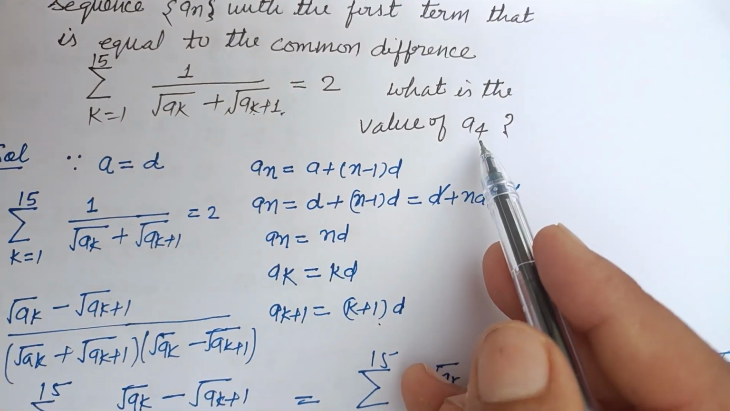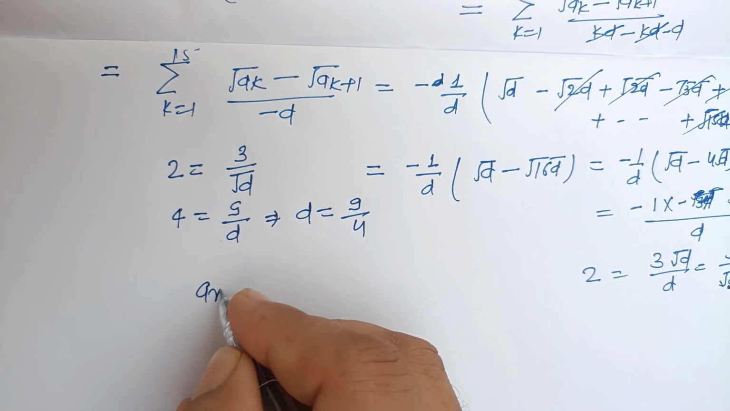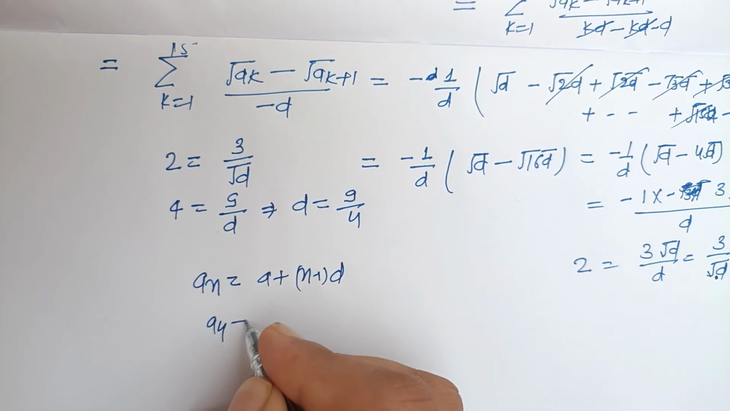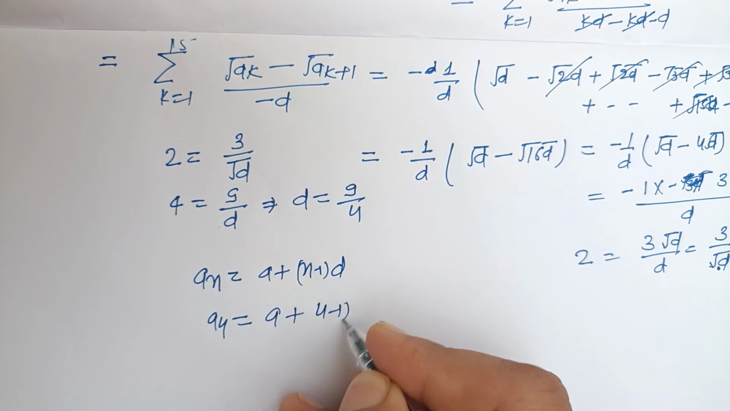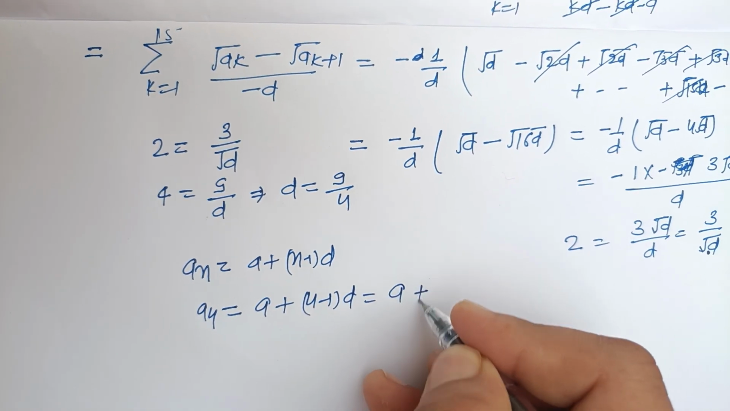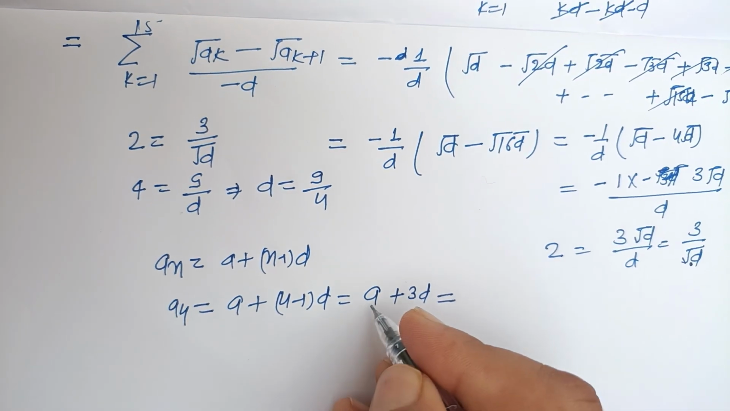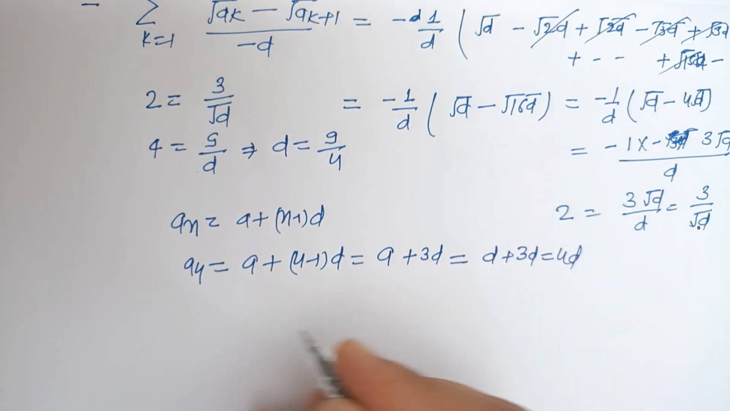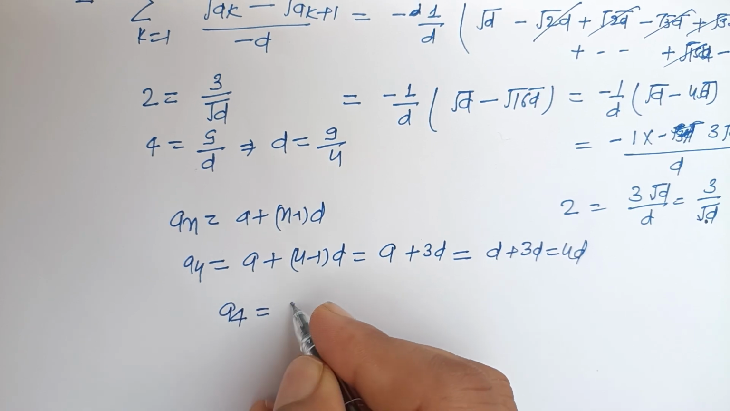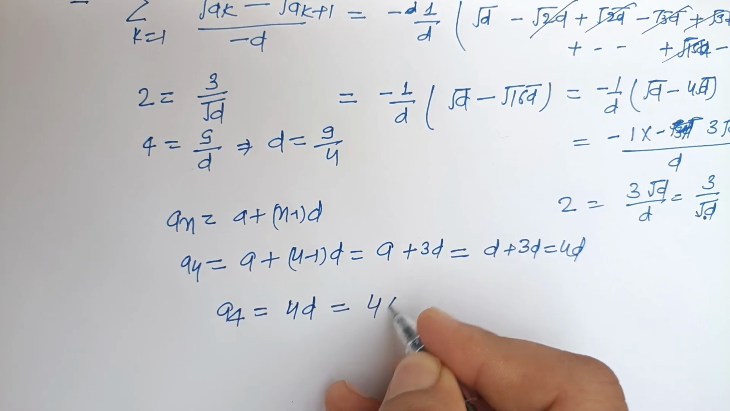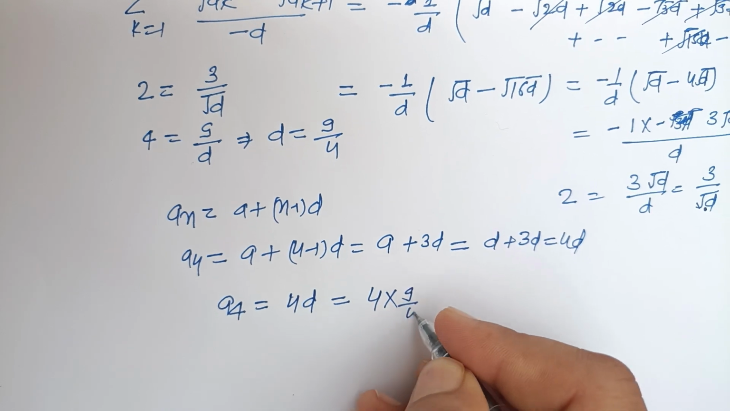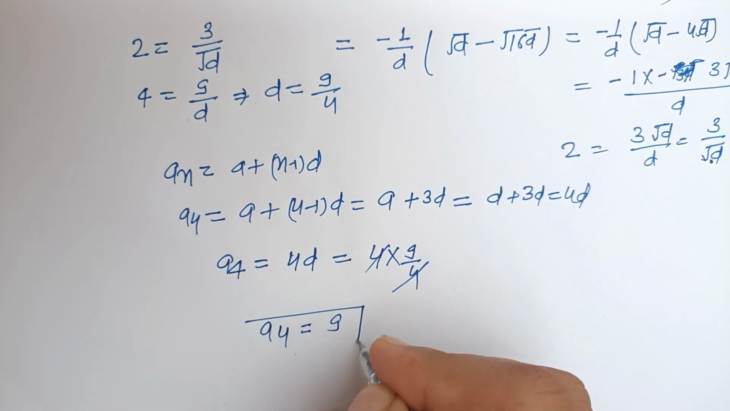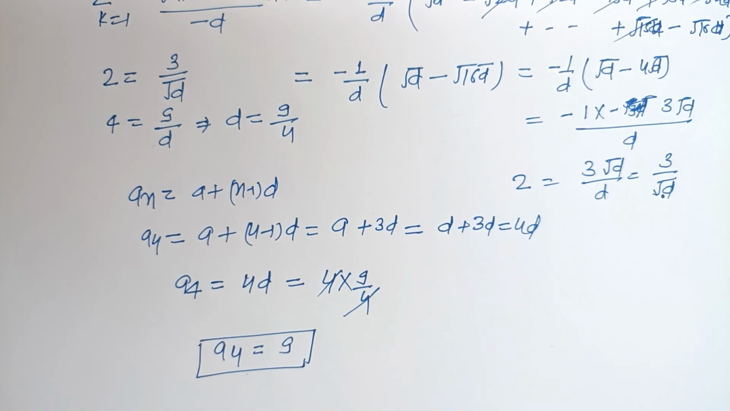Now the question is asking the value of a4. So a_n equal to a plus (n minus 1) into d, and a4 equal to a plus (4 minus 1) into d, that is a plus 3d, and a is also equal to d, so d plus 3d, that is 4d. So a4 equal to 4d, and the value of d obtained is 9 upon 4. So the 4s cancel, therefore a4 equal to 9. This is our answer.